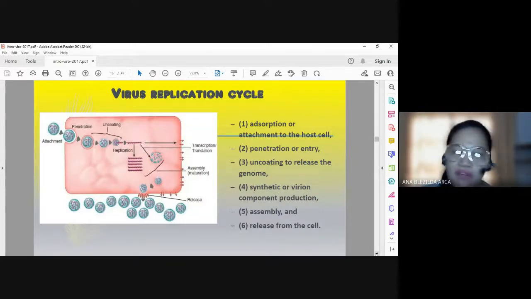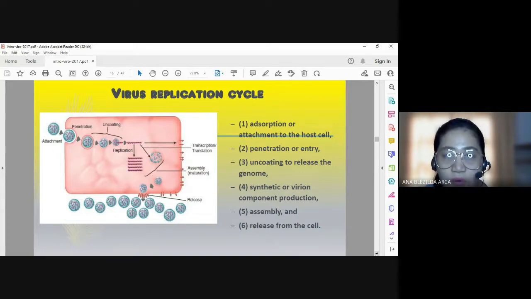So let's talk about the viral replication cycle of the viruses. So paano ba nagkakaroon ng replication ang mga virus? So we have 6 events that happen in order. In order ito class, hindi to pwedeng mapagbaliktad kasi nga naman these are events, 'di ba? So una muna is the adsorption or attachment to the host cell. Ibig sabihin noon class, didikit yung kanyang glycoprotein spike sa mga cell mo. Pag nakadikit na siya sa cell mo, papasok na siya. Ang tawag doon ay penetration or entry.